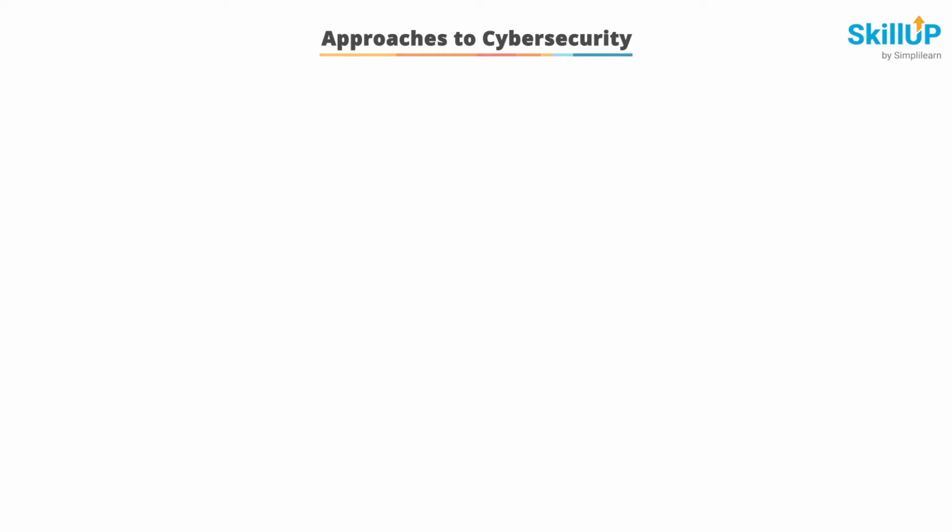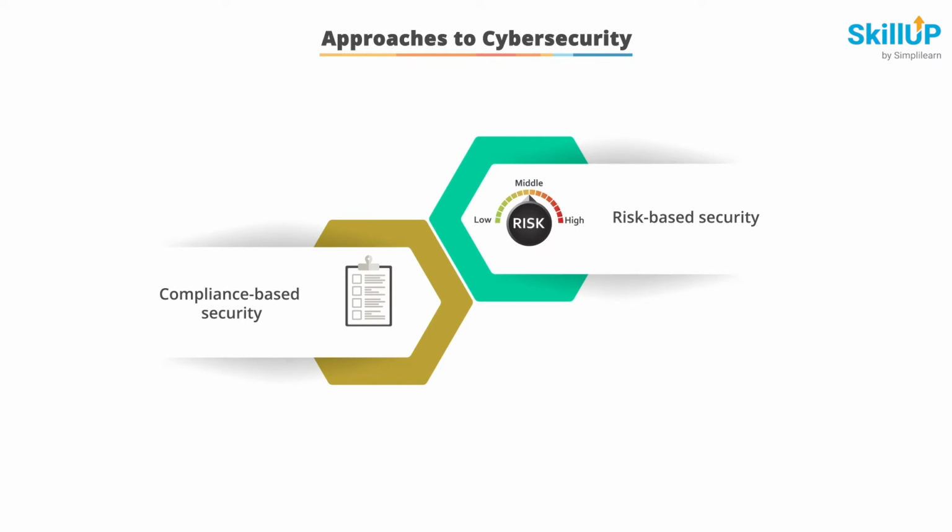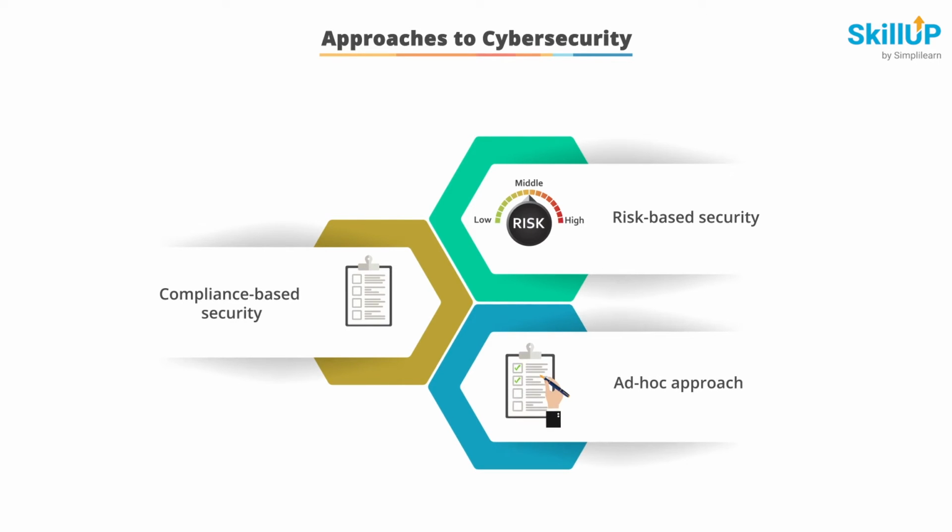So let's look at approaches to cybersecurity. You can have three different ways. Compliance based on security. This approach relies on regulations or standards to determine the security implementation. Risk-based cybersecurity. This approach relies on identifying the unique risk a particular organization faces and designing and implementing security controls to address the risks that you find. An ad hoc approach simply implements security with no particular rationale or criteria.